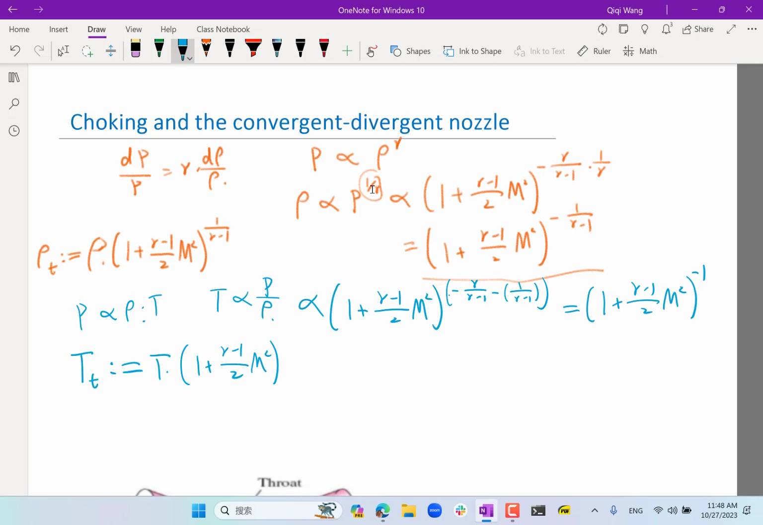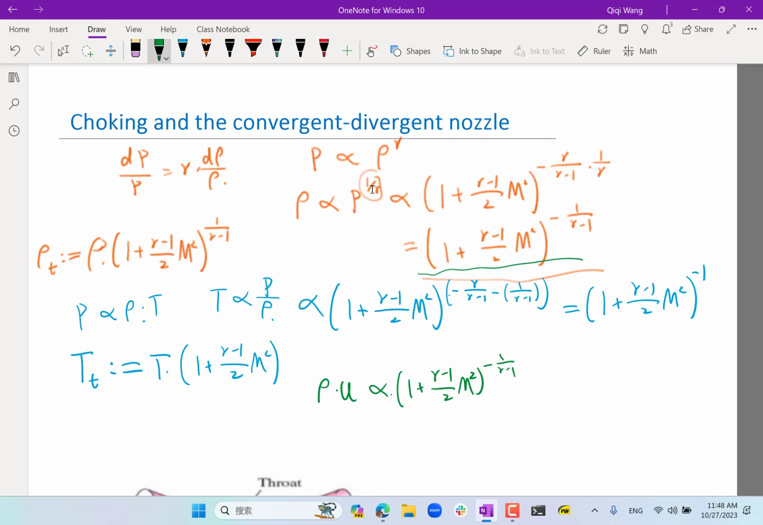All right, and finally, let's look at something quite interesting along the accelerating streamline. What is the mass flux per unit area, rho times u? Okay, so we know rho is proportional to this guy, 1 plus gamma minus 1 over 2 M squared to the minus 1 over gamma minus 1. So it's a function of Mach number anyway.